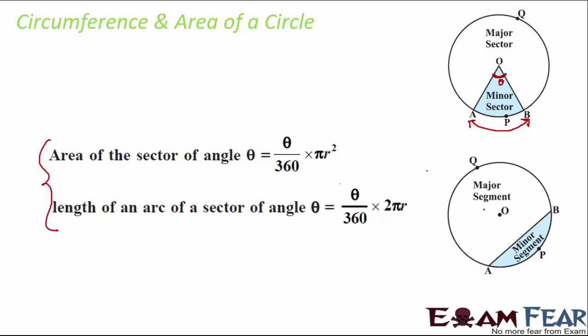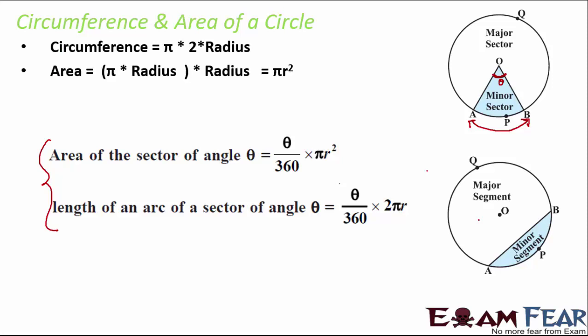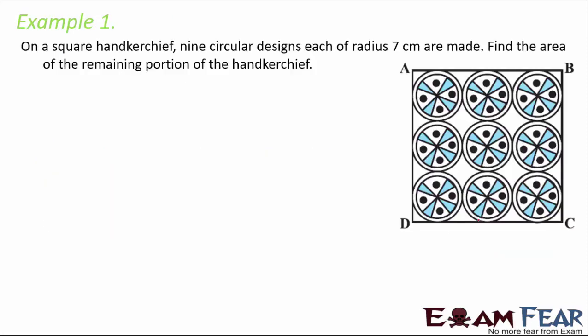Minor is anything which is less than half of the circle, and anything more than half of the circle is the major segment. So here you see the blue region is the minor segment, the white region is the major segment. As I said, circumference and area we already knew. Now let us talk about some of the questions.